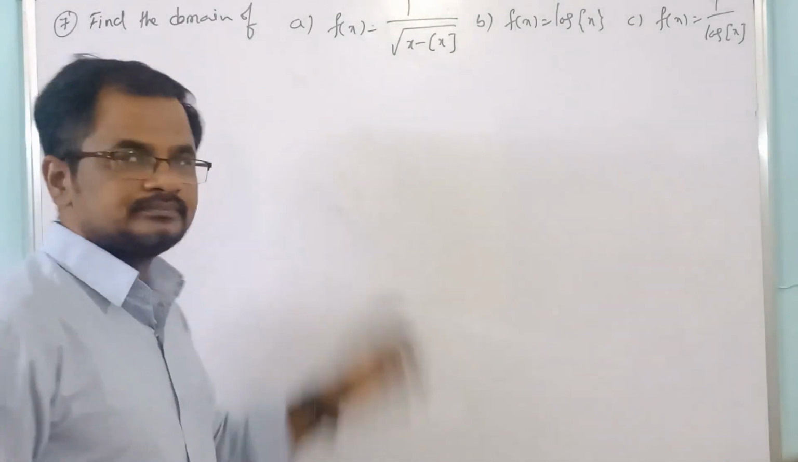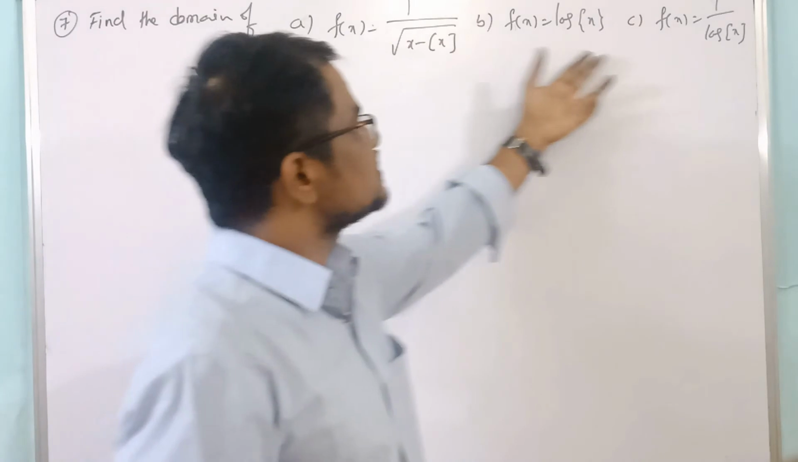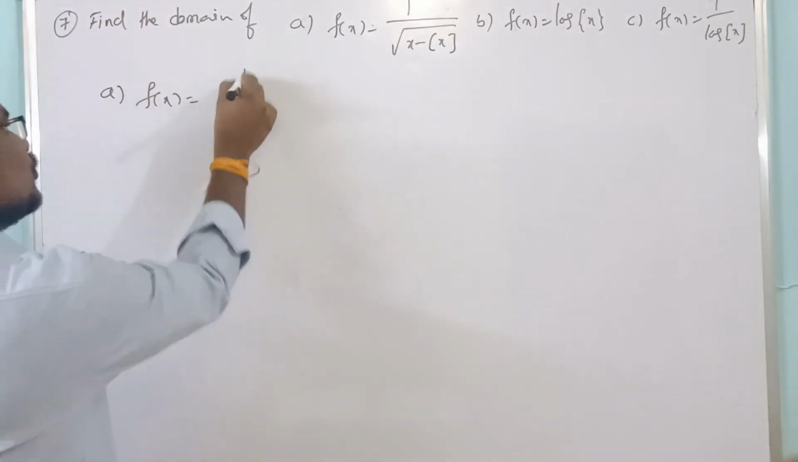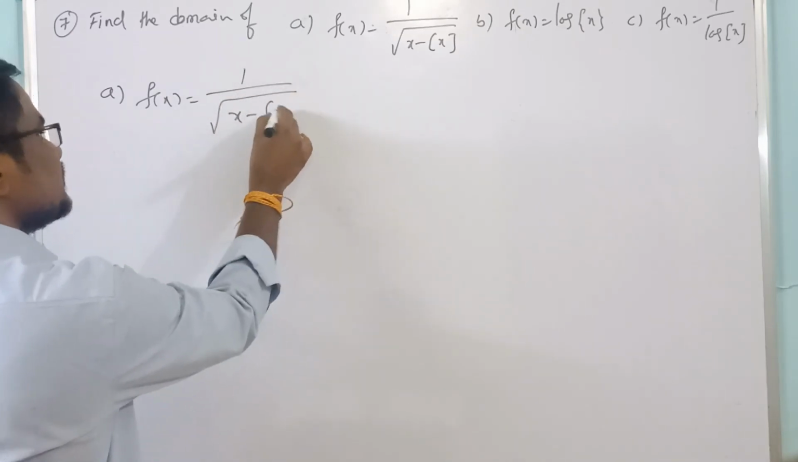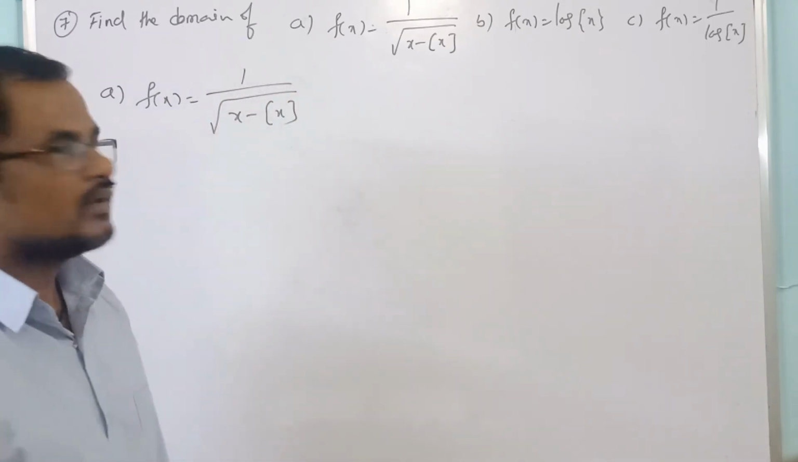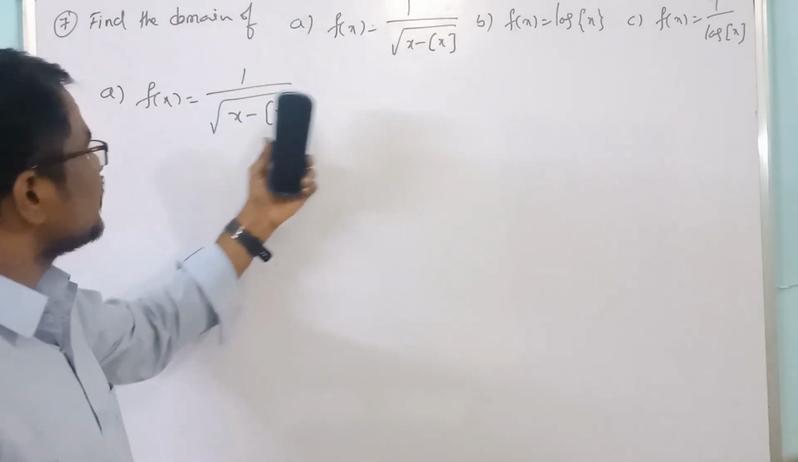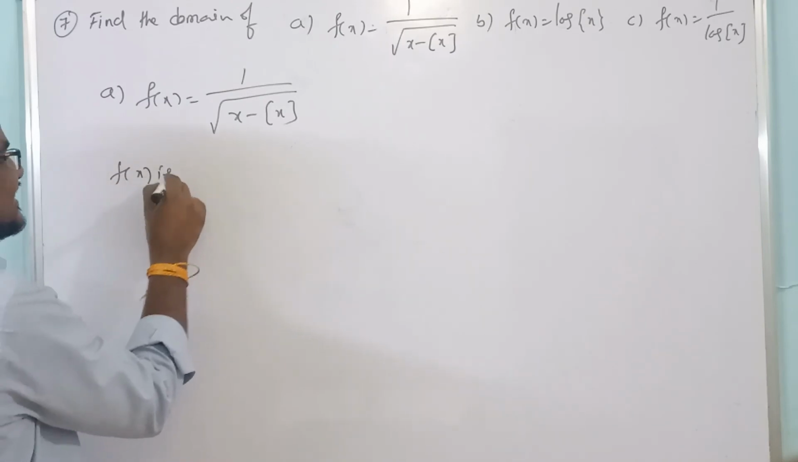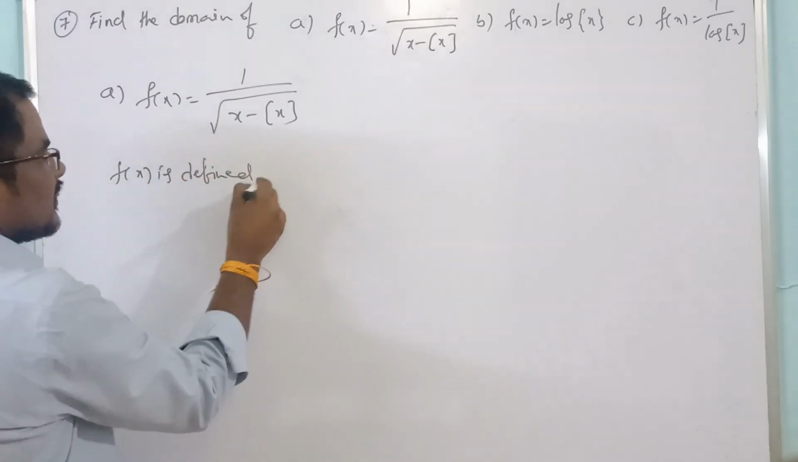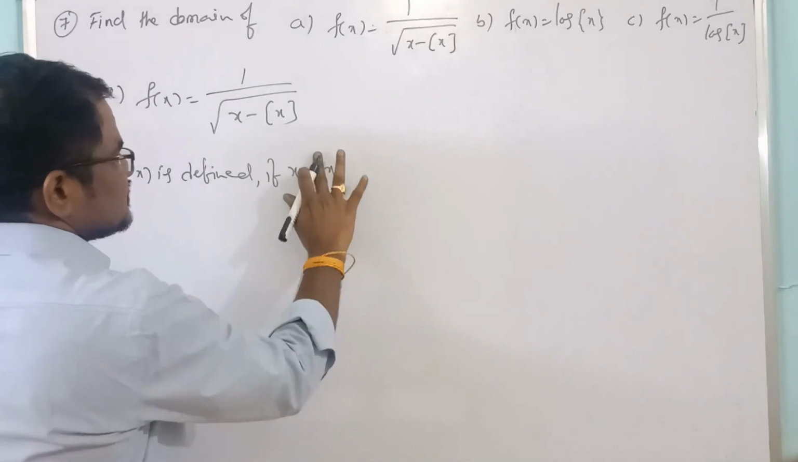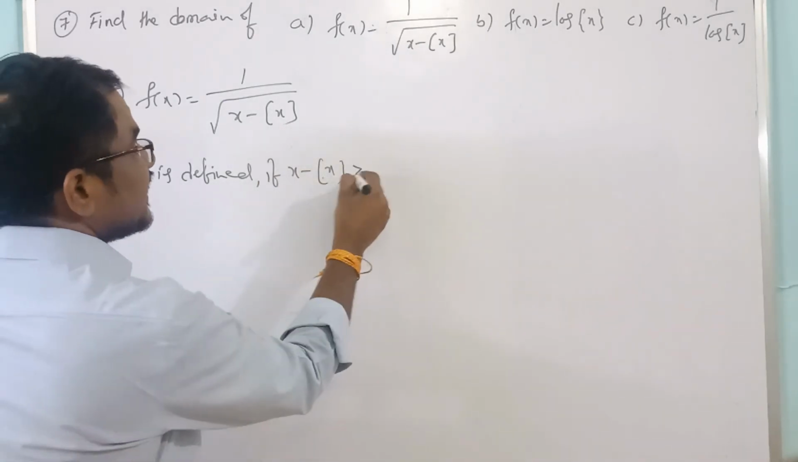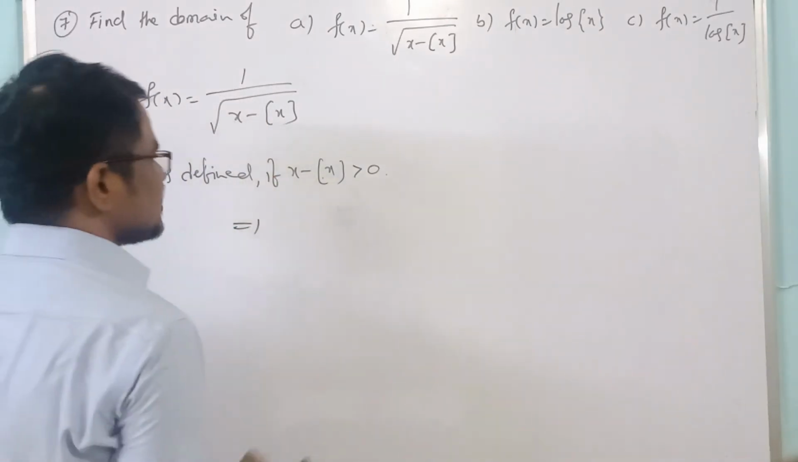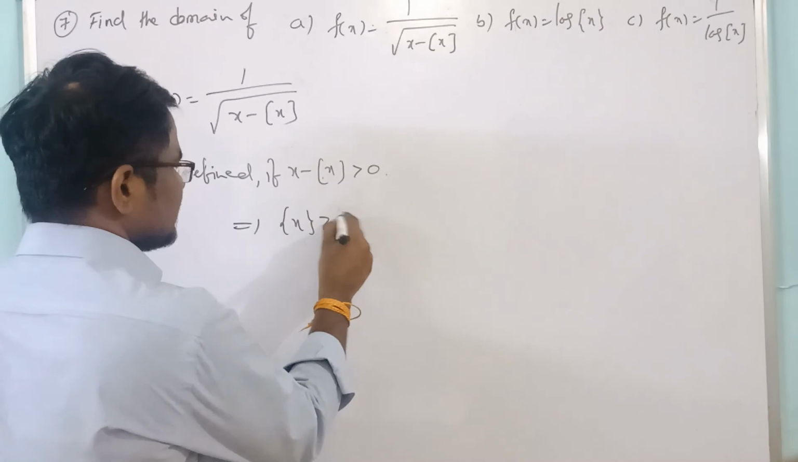See the seventh problem. Here there are 3 bits. Take the first one: f(x) = 1/√(x - [x]). It is in the form f(x) = 1/√g(x), so f(x) is defined if x - [x] > 0, right? That implies x - [x], which is nothing but the fractional part of x, is greater than 0.